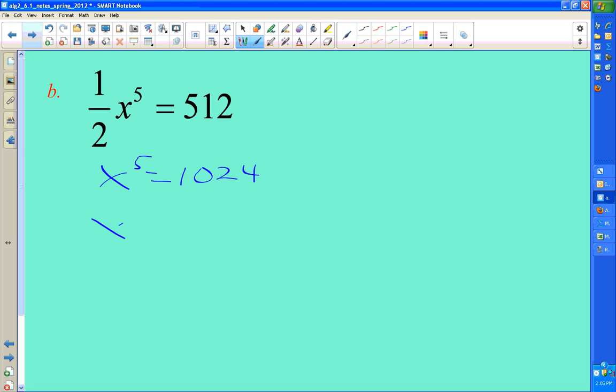X to the 5th is equal to 2 to the 10th. Again, memorize them. It's just a number. 2 to the 10th is 1,024. Ready? Well, how do we know to change it? Because you memorized that 1,024 is 2 to the 10th. When you see 1,024, you have memorized it.